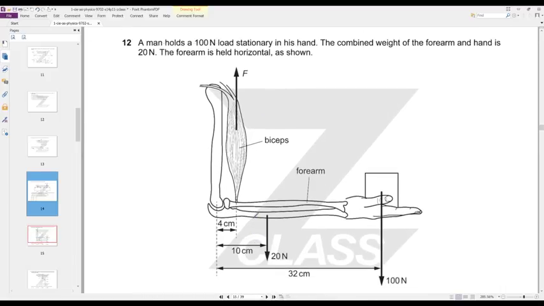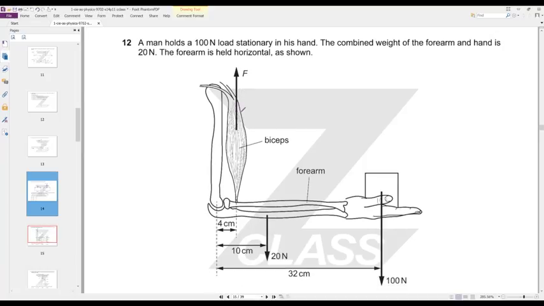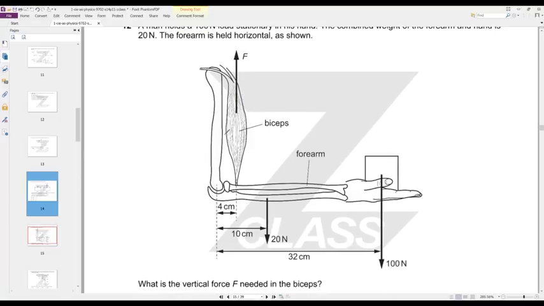A man is holding a 100 Newton load stationary in his hand. That's 10 kilos. That's a solid bicep he's got there, but fair play. Strong man. The combined weight of the forearm and the hand is 20 newtons. Sounds like quite a heavy forearm as well, but there we go. No, that's a very light forearm. That's a 2 kilo forearm. Interesting numbers here, but we'll go with it.